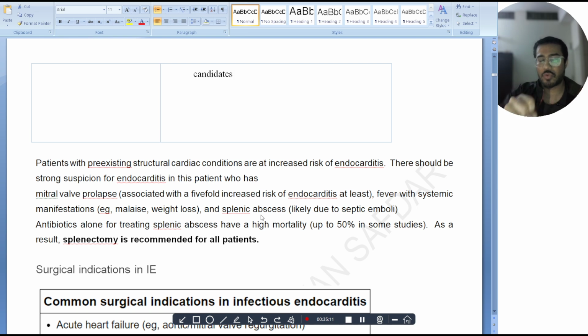Then you tie everything together. You have mitral valve prolapse, already prone, then developed infective endocarditis. That's why he's having fever and systemic manifestations. And now the infection just spread to the spleen, causing splenic abscess. So that's how you play the game here.